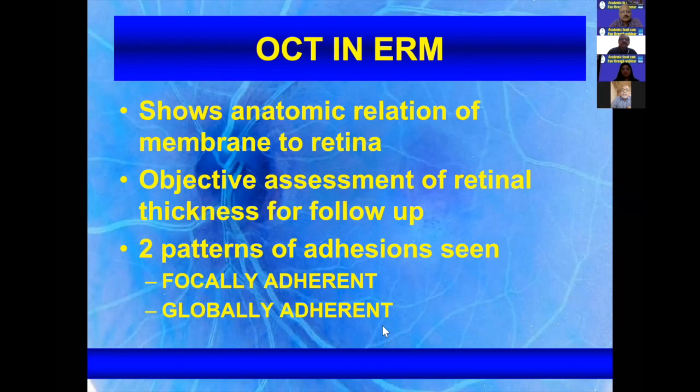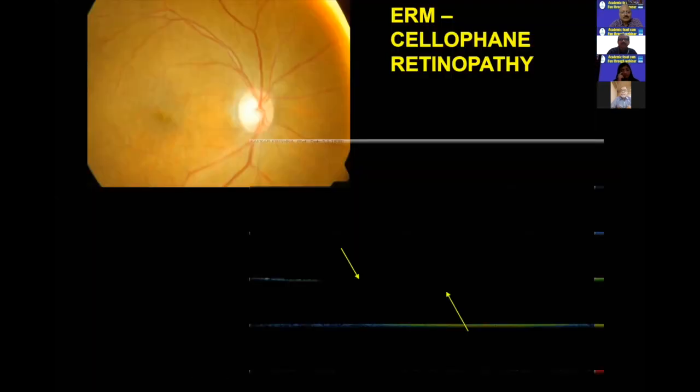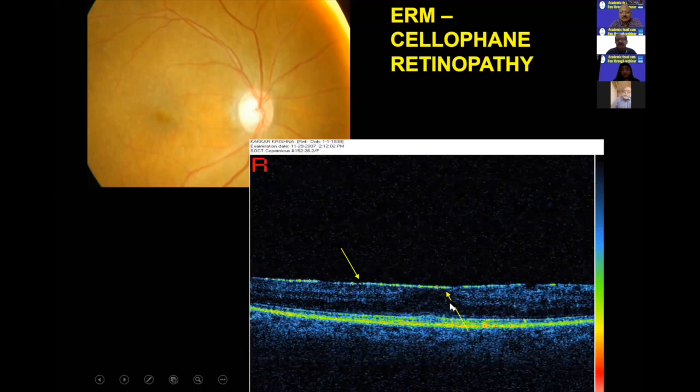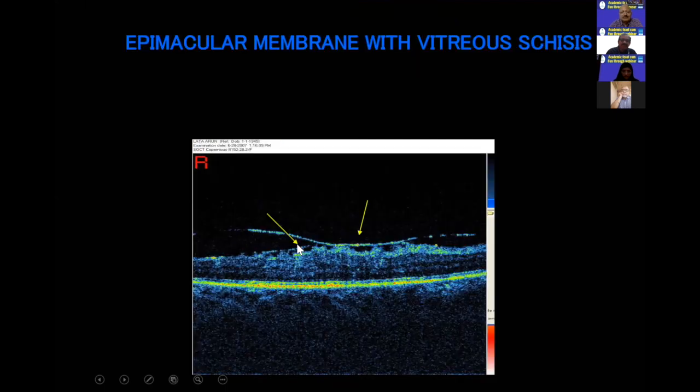This is an example of a globally adherent epiretinal membrane. Here you can see the normal foveal pit contour of the macula is lost, and the membrane is causing straightening of the contour of the macula. This is another patient of epimacular membrane with vitreous schisis here and causing vitreomacular traction also at multiple points.